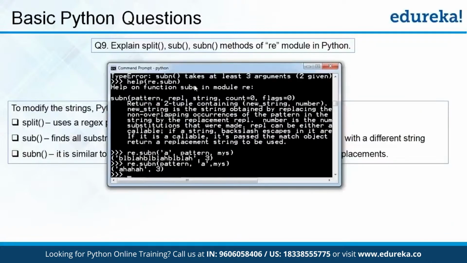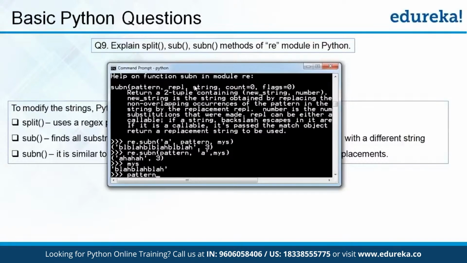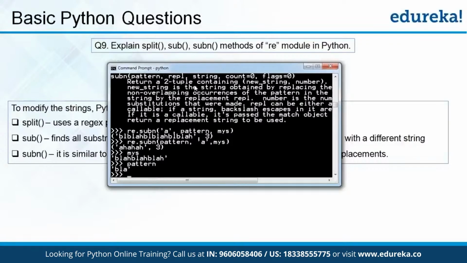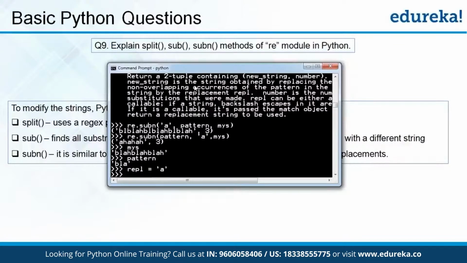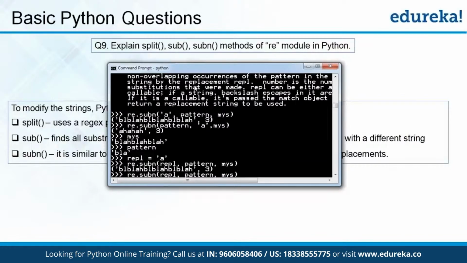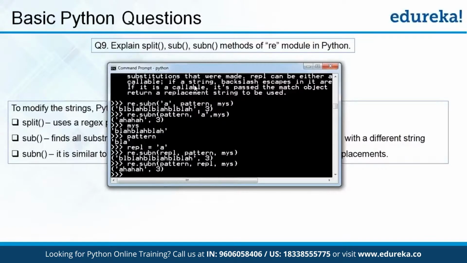Okay, so you've got your string my S, you've got the pattern which needs to be replaced, and you have a replacement item A. Okay, re.subn, your replacement item, your pattern which needs to be replaced, and your string would be this way. But if you go this way, your pattern, your replacement item, and your string, you will do it this way.